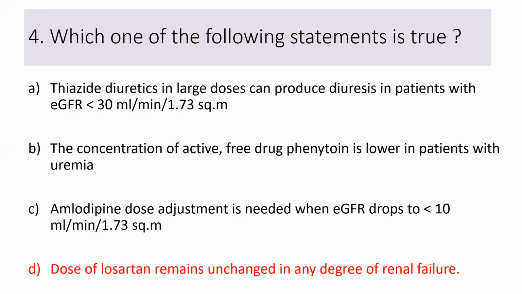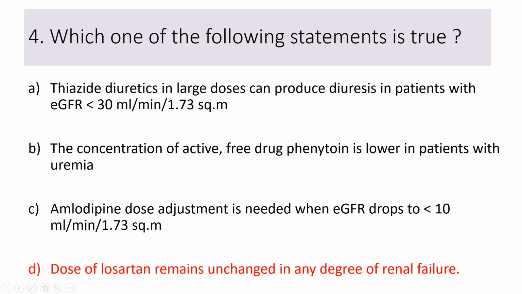And as we were discussing, the phenytoin drug is highly protein bound. And in case of uremia, the uremic toxins will displace phenytoin from the protein and thereby lead to an increased free fraction of phenytoin in the blood. Thereby, it can lead to chances of increased toxicity if we keep the dose of the drug the same and fail to alter it.